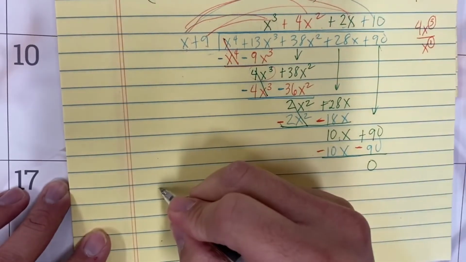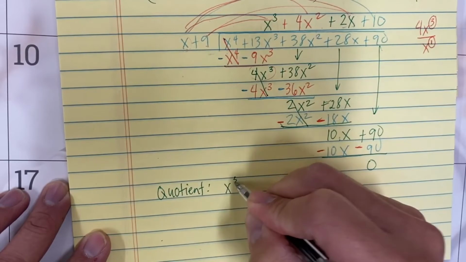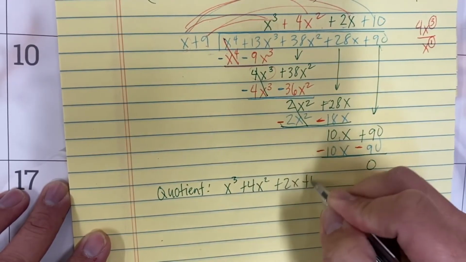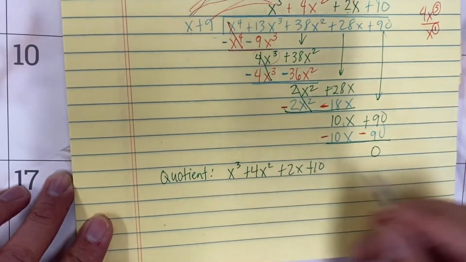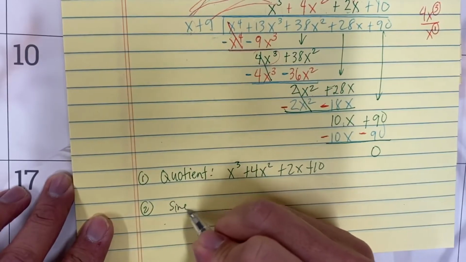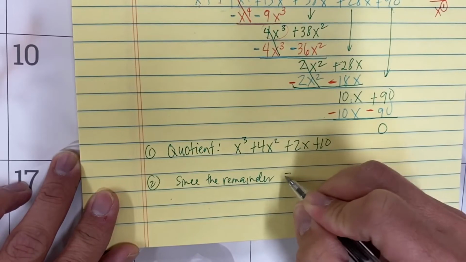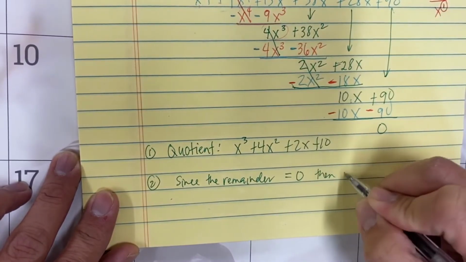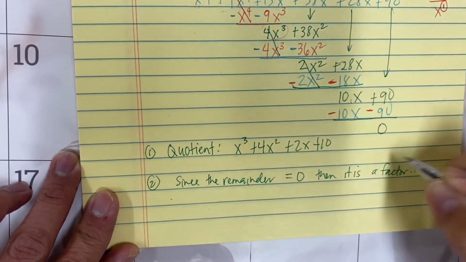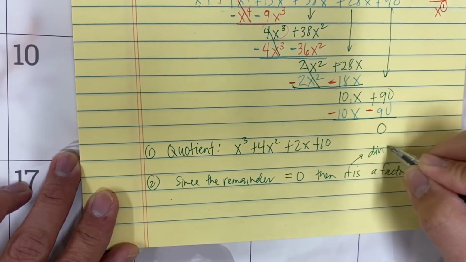Number 1, the quotient or the answer is x cubed plus 4x squared plus 2x plus 10. Okay? This is the quotient. Number 2 that you have to learn here is that since the remainder is equal to 0, then the divisor is a factor.